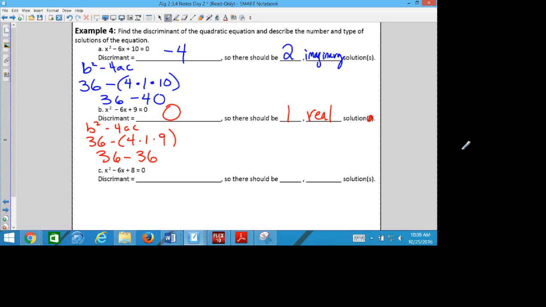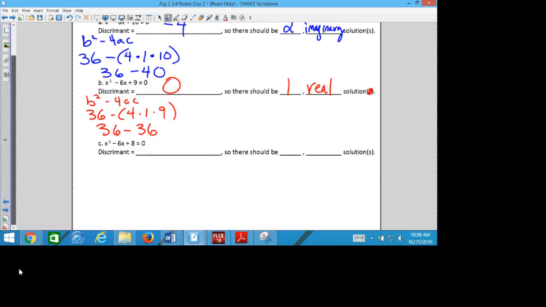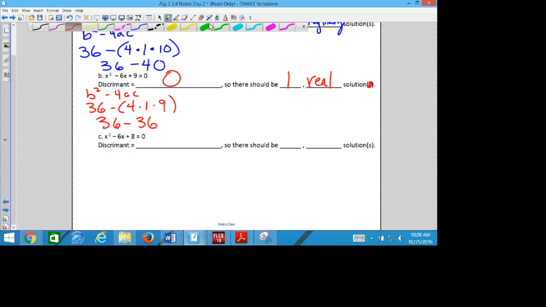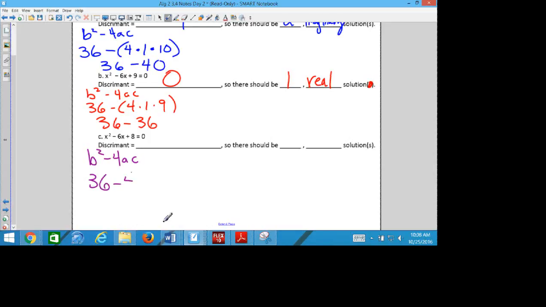Question C. x squared minus 6x plus 8. We're going to do b squared minus 4ac. So 36 minus 4 times 1 times 8. So it's 36 minus 32, which is 4. Two real solutions.